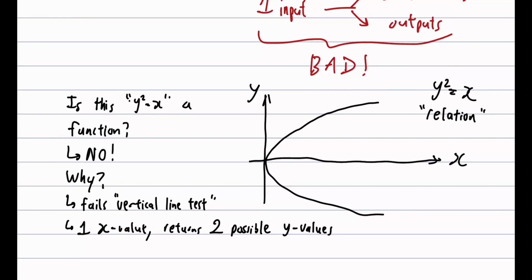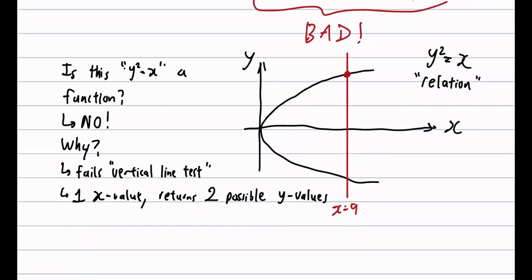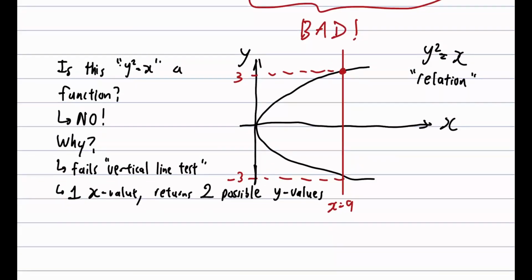Or to represent it graphically, let's say you put in x equals 9. Then what do you get as the answer? I believe you get positive 3 and negative 3. Yes, you will get that. So that means there are 2 possible answers, failing what we call the vertical line test. A single x value returns you 2 different y values. This is undefined.